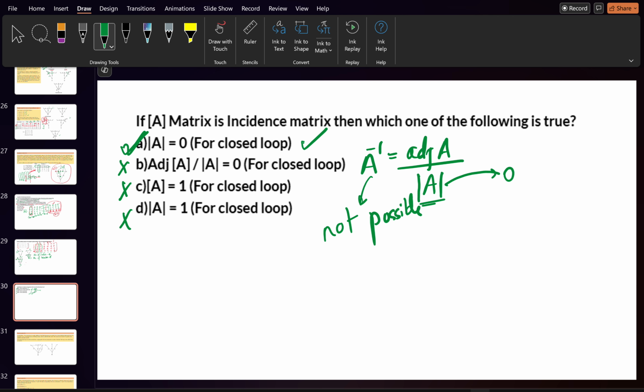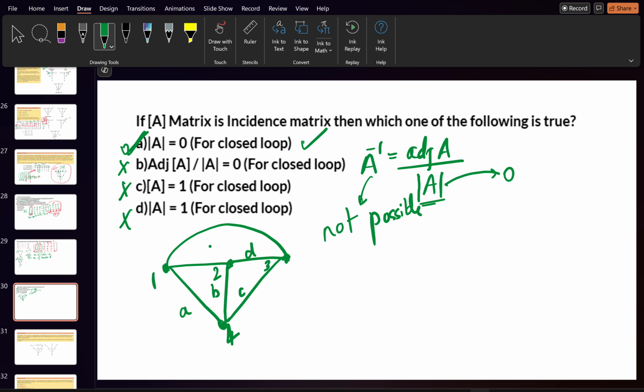Okay, let's move to the last topic: what do you mean by a closed loop? Suppose this is a graph. I am considering this as node one, two, three and four, with branches A, B, C, D, E, F.